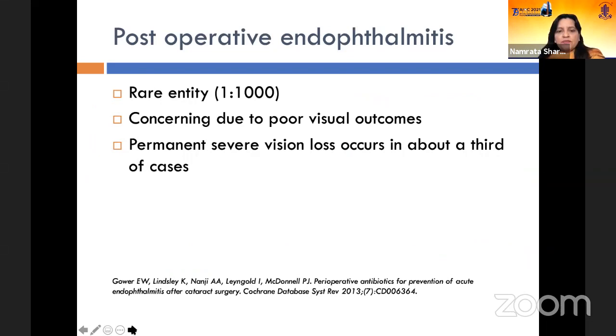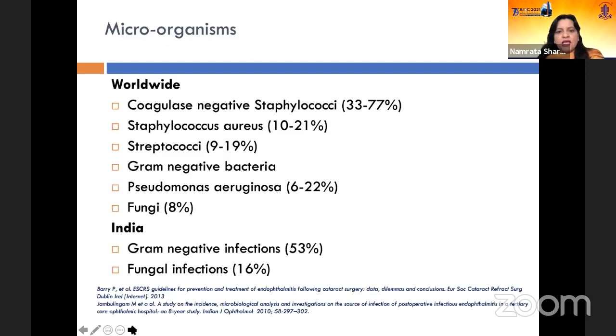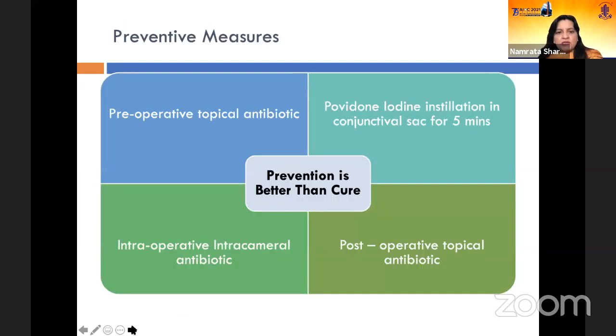The important thing is that it leads to poor visual outcomes, and permanent severe vision loss can occur in about 1/3 of the cases. There are organisms responsible for it, most commonly coagulase negative staph, Staph aureus, Streptococci, gram-negative bacteria, Pseudomonas aeruginosa, and fungi. In India, gram-negative infections are most common, followed by fungal infections.